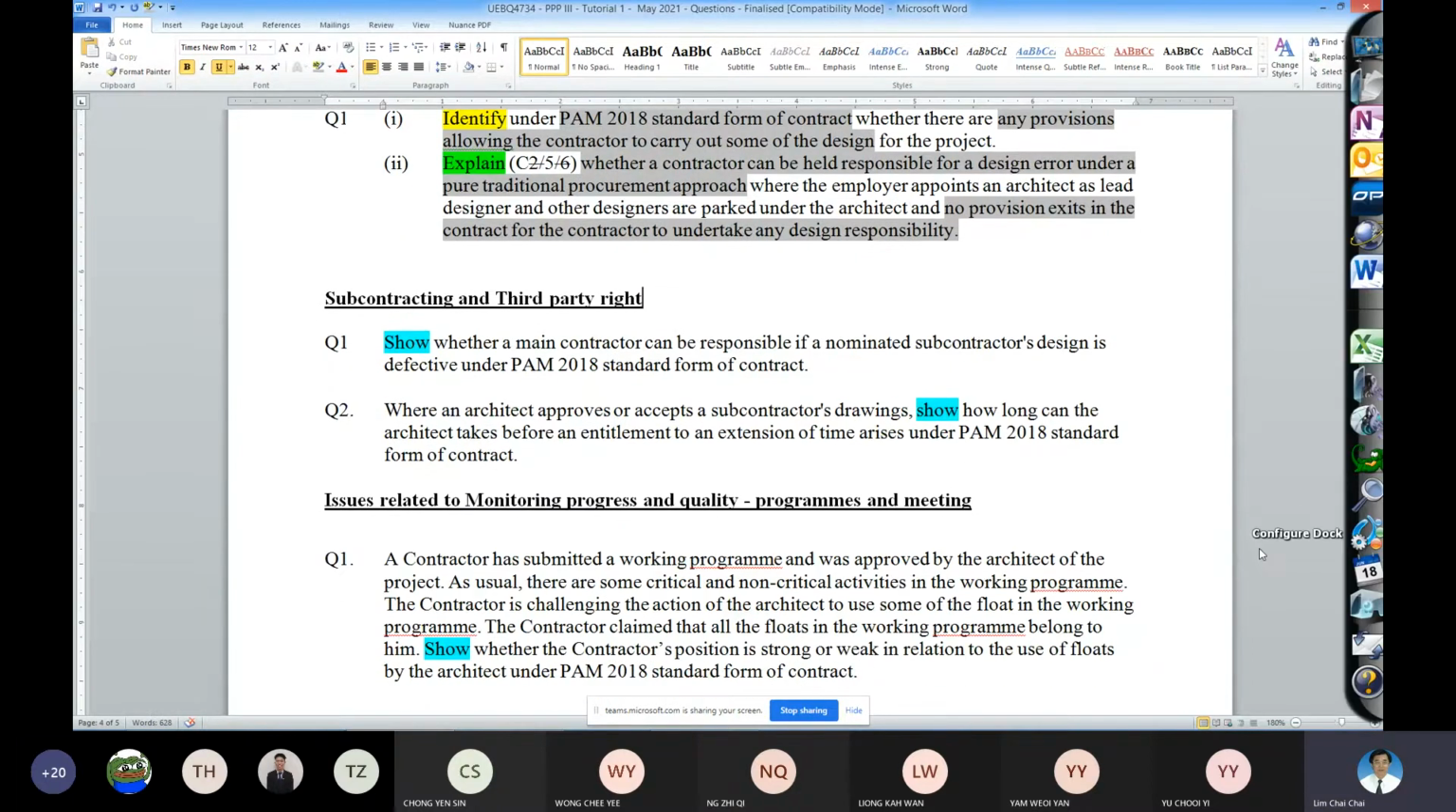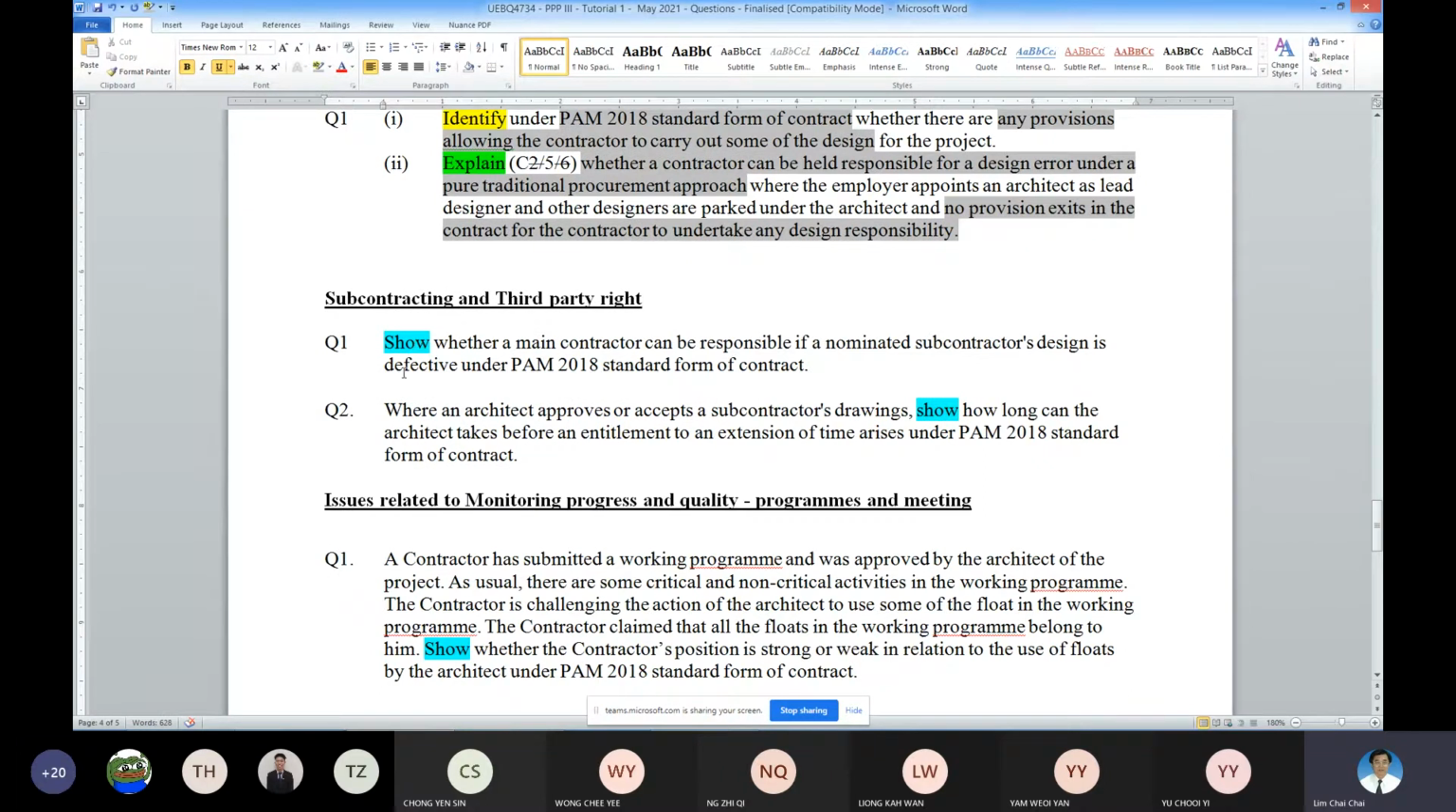Next is on your subcontracting. Okay, what is the issue? Okay, so now it is whether the main contractor can be responsible for the nominated subcontractor's design when it is defective. That is the issue. The next one is Q2. Architect approved drawings submitted. Okay, so now the issue is, if the architect has already accepted, then how long before the contractor or the subcontractor is entitled to extension of time? That is the issue related to extension of time in approving drawings.